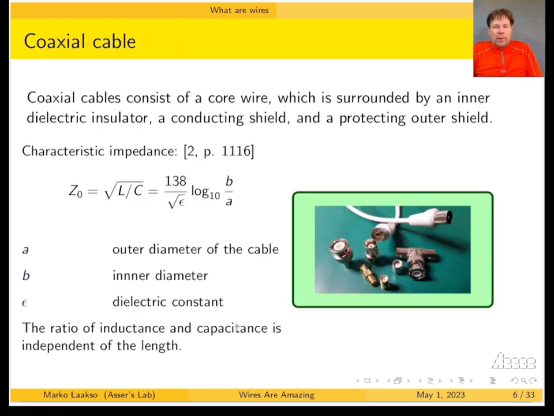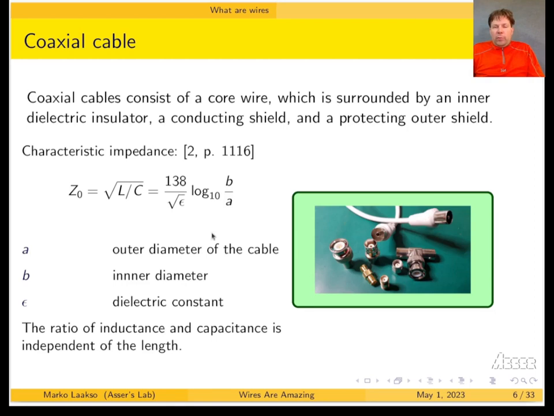Coaxial cables consist of a core wire. You have this inner core, which is surrounded by an inner dielectric insulator. You can maybe see it in these connectors. It's the white stuff there. Then there is a conducting shield on these adapters and connectors. It's the outer part, which is the conducting shield, but here it's beneath this protective outer jacket.